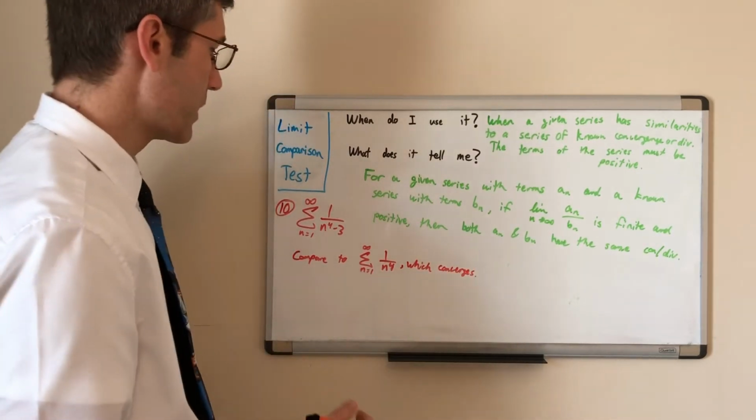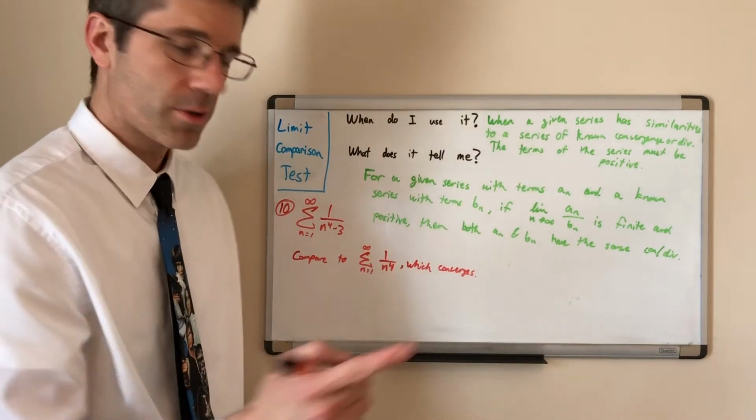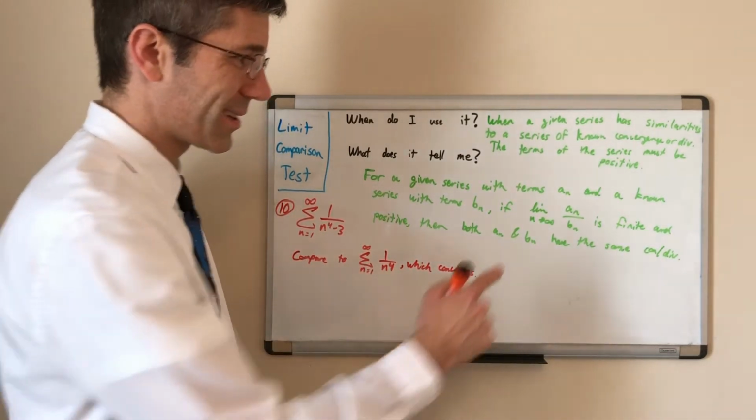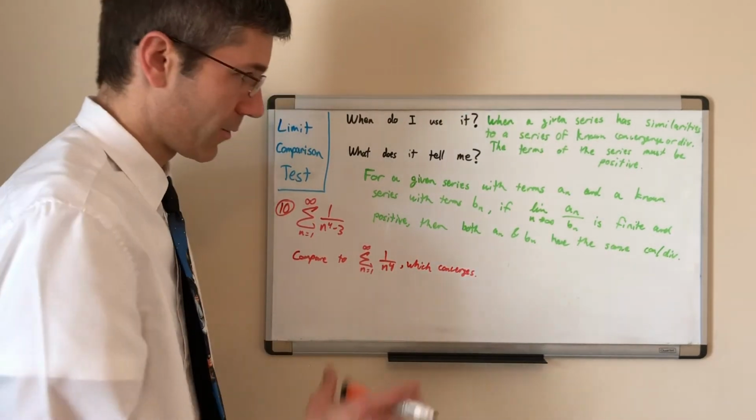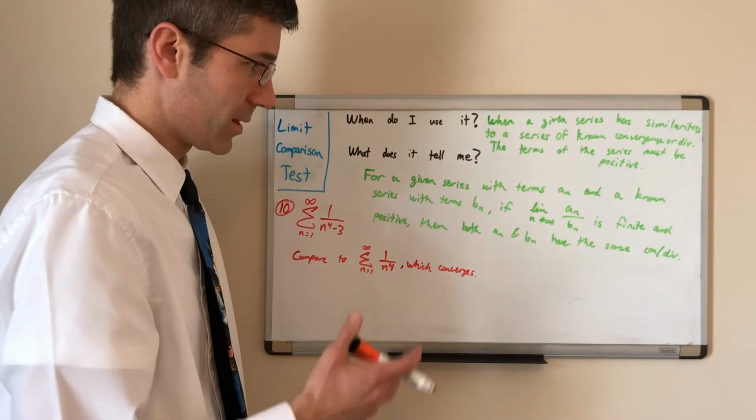So what we're going to do is divide this one by this one. Now, you could do that one over that one, and that would be inconsistent with what I wrote, but you're going to get the same ending answer. You'll get a different limit, possibly, but you'll get the same ending answer.